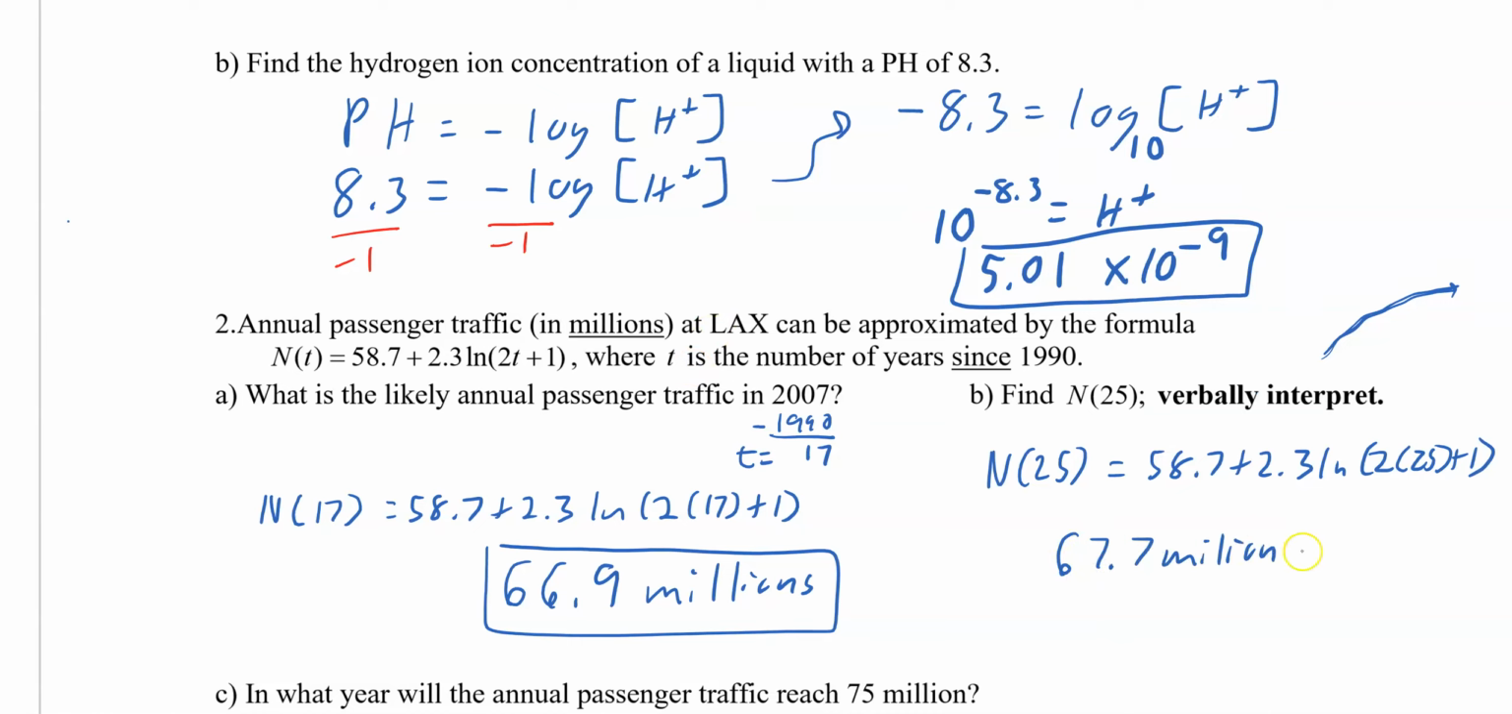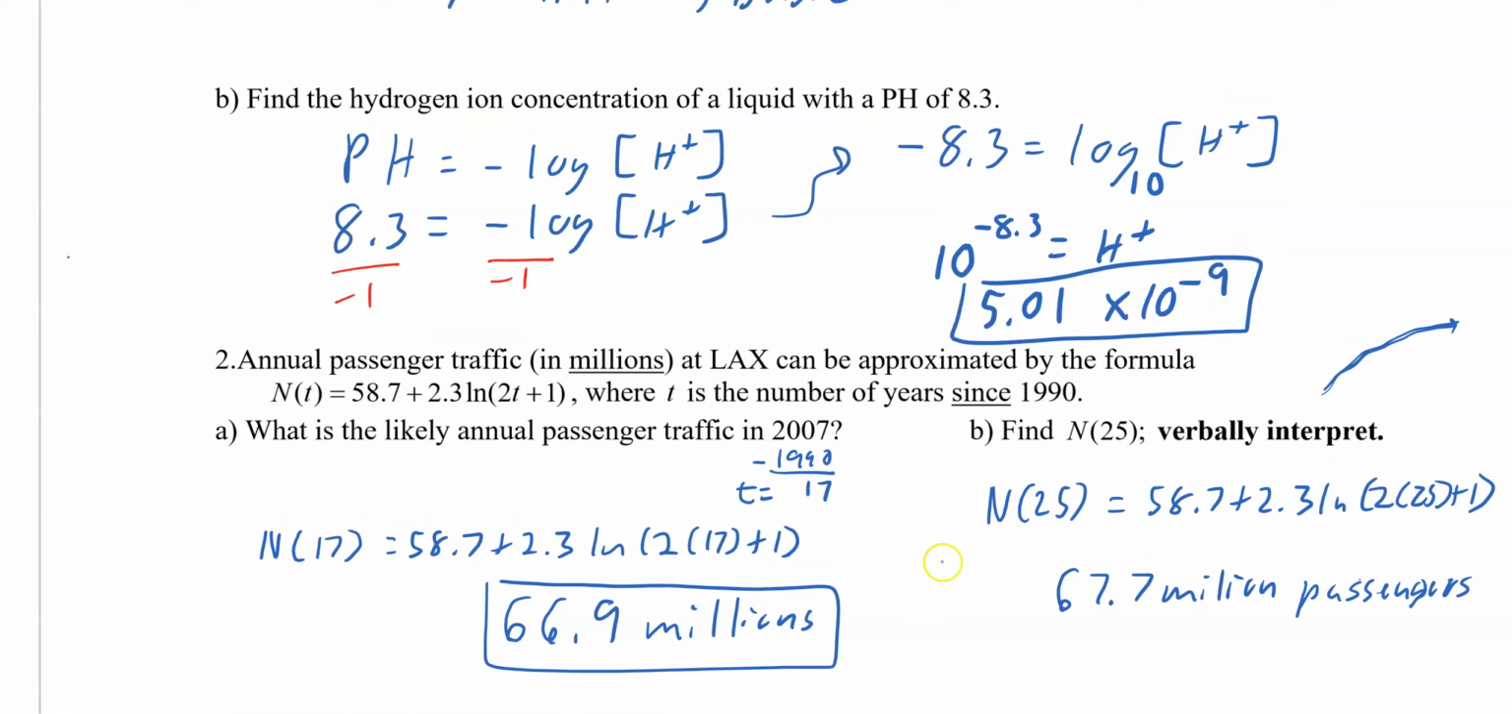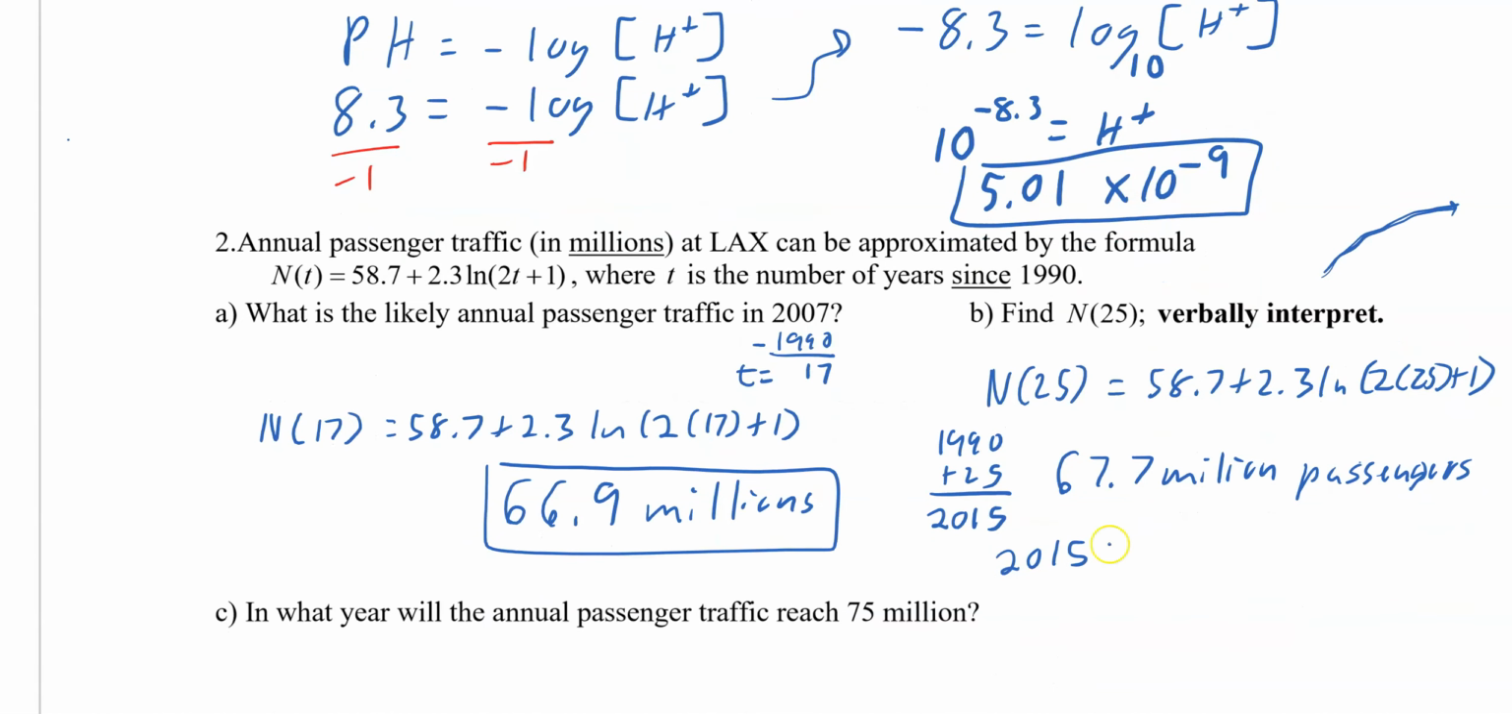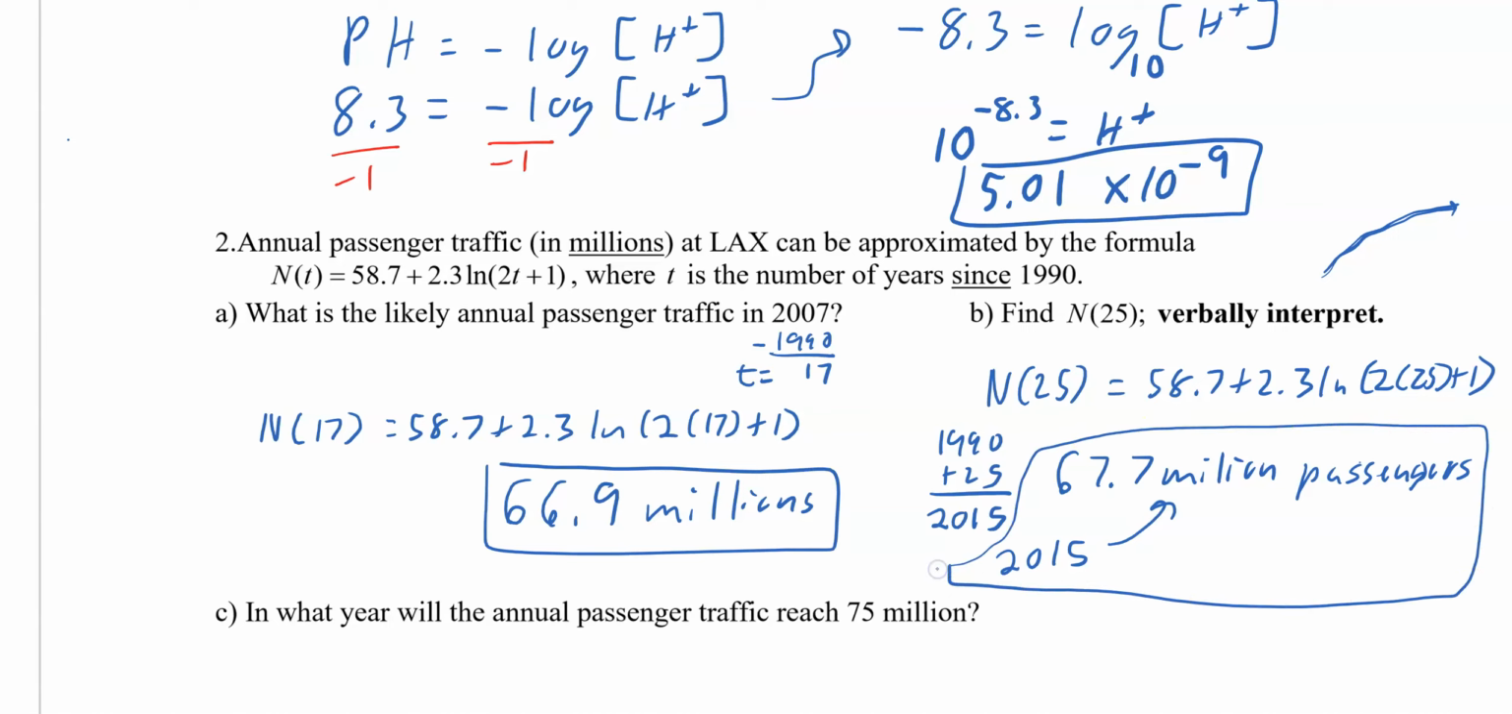All right, so that's the number of passengers. But obviously these are two-part questions. There's some input and output. So we plugged in 25. So if we now do it in reverse and we do 1990 plus 25, we get 2015. So what that means is in the year 2015, the approximate number of travelers was 67.7 million passengers. So when we want a verbal interpretation, we want to know what do our numbers mean? I mean, that's the whole point of an application, right?